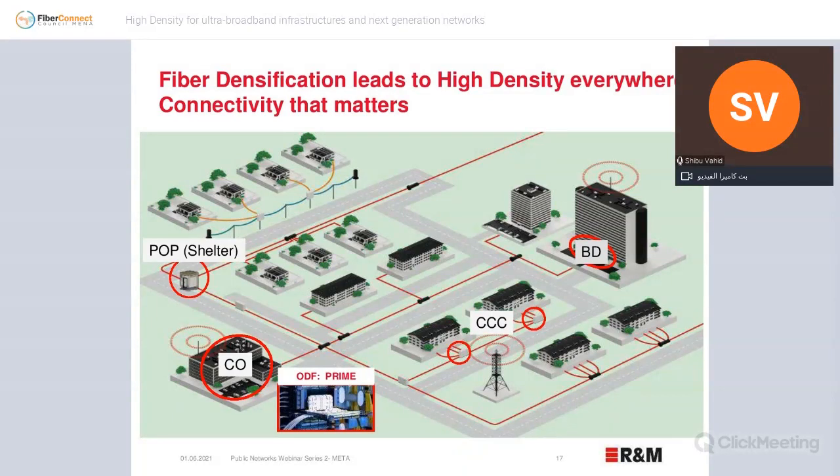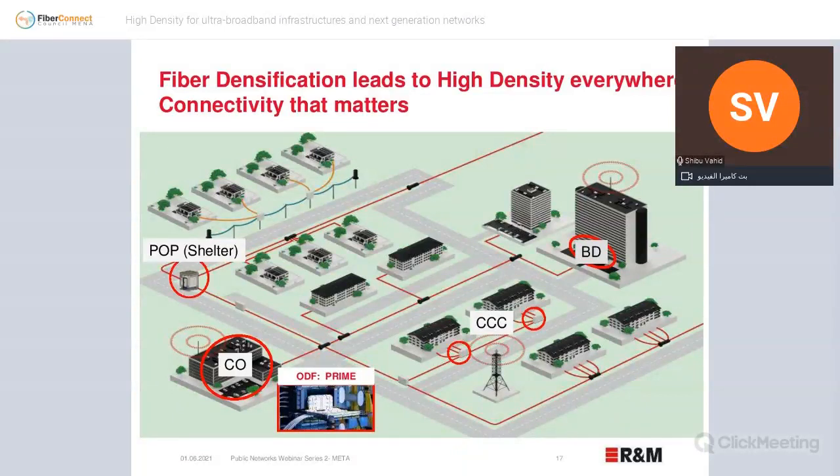So fiber densification basically leads to a demand for high density solutions everywhere. So we talk about the POP locations or the central office locations, where we need a great amount of fiber optic network to be terminated and to be able to connect to the devices that we are going to provide services. So these spaces are really confined, and in central offices there is a lot of investment being taken care of in terms of active equipment, in terms of air conditioning, security, and so on.